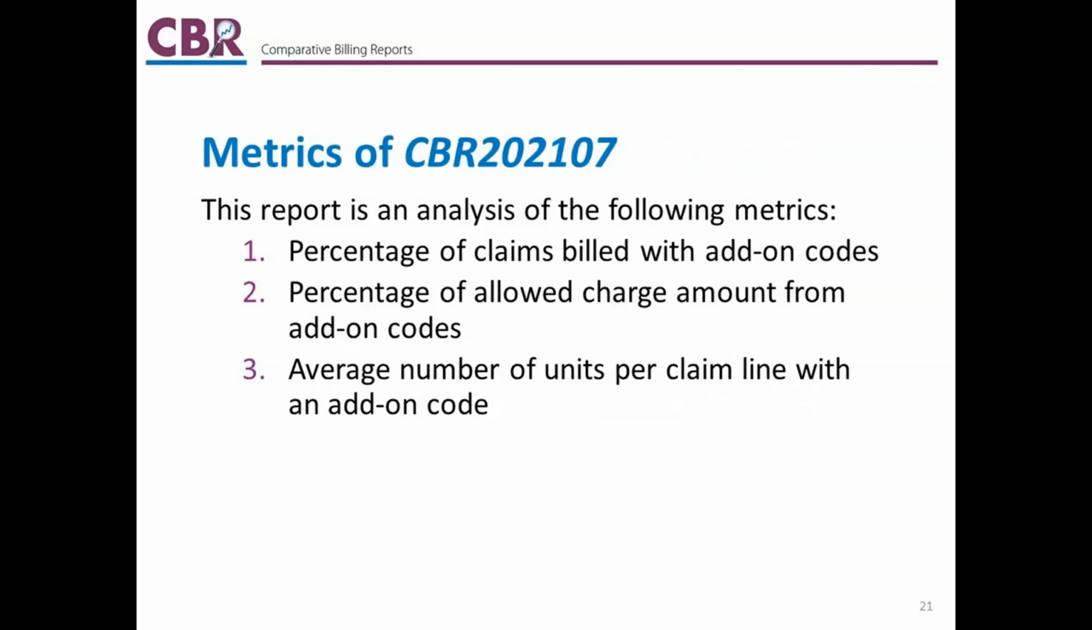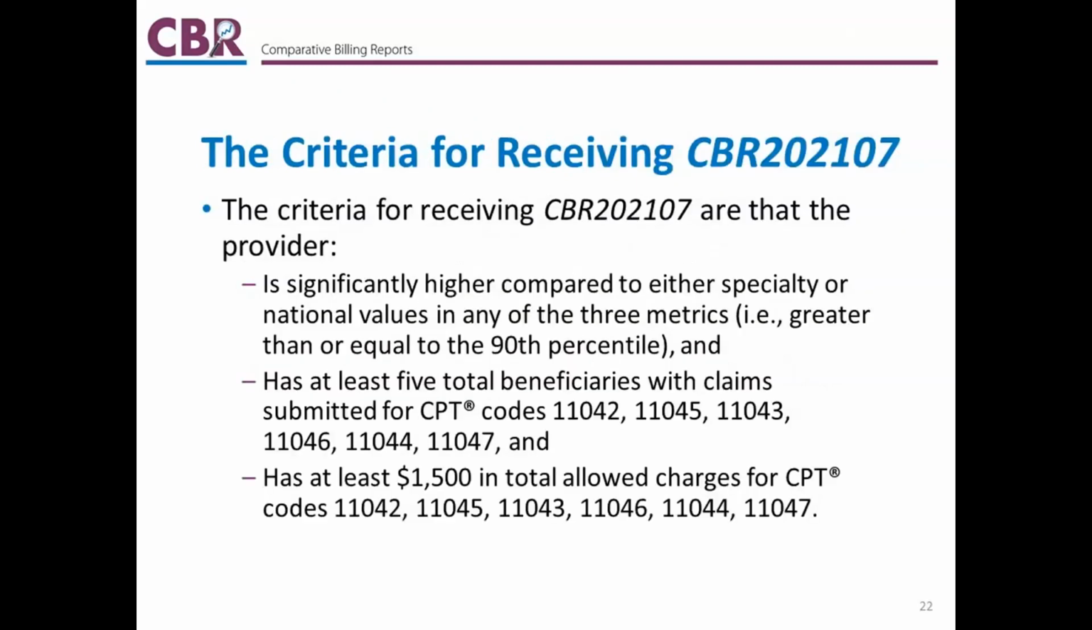Let's talk about the metrics of the CBR. This is a list of the metrics analyzed within this CBR. Each metric was created to take a more detailed look at the submission of claims for wound debridement. The metrics are percentage of claims billed with add-on codes, percentage of allowed charge amount with add-on codes, and average number of units per claim with an add-on code. The list of the metrics helps us to understand the criteria for receiving a CBR 202107.